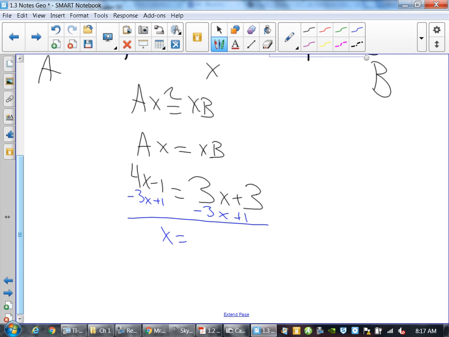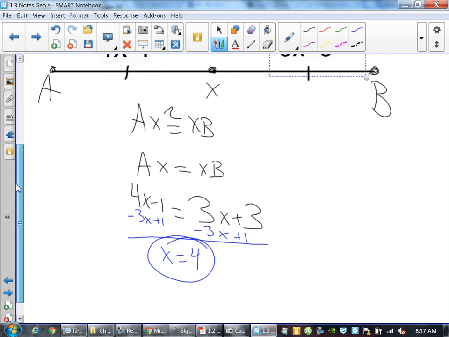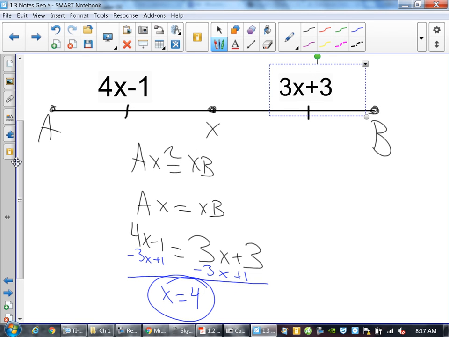So x is 4. If x is 4, all we have to do to find the lengths of the segments is substitute back in. What is 4 times 4? What's 16 minus 1? So AX is 15. If I did the math correctly, the other side should also equal that, so we check it. What is 3 times 4? 3 times 4 is 12. What's 12 plus 3? 15. Did we get the same?